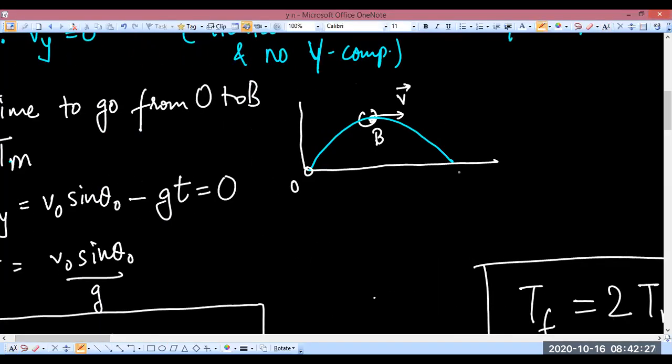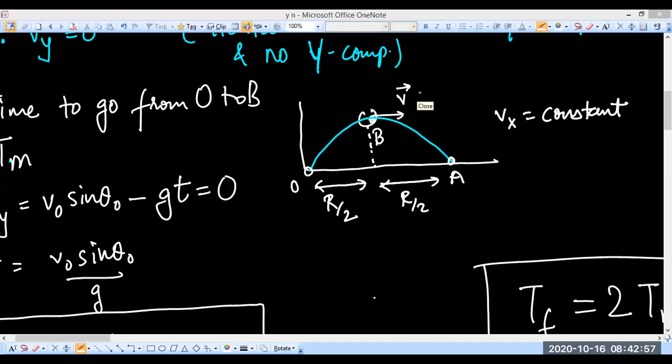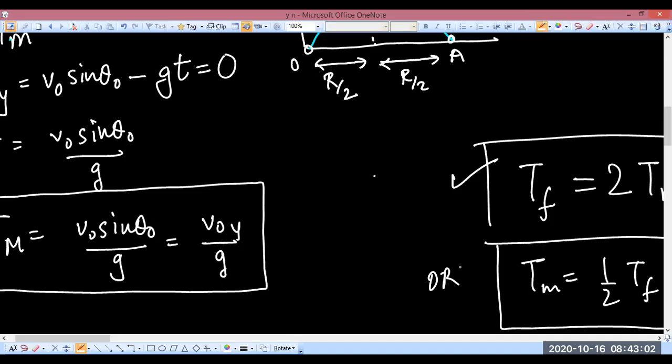Because if you realize B is halfway through, and the x component of velocity is constant. I hope you all remember that B is halfway through and the x component of velocity is constant. That's why this happened, right? Okay, so this is it. Again, you could remember either this or this, whichever you like, no problem.